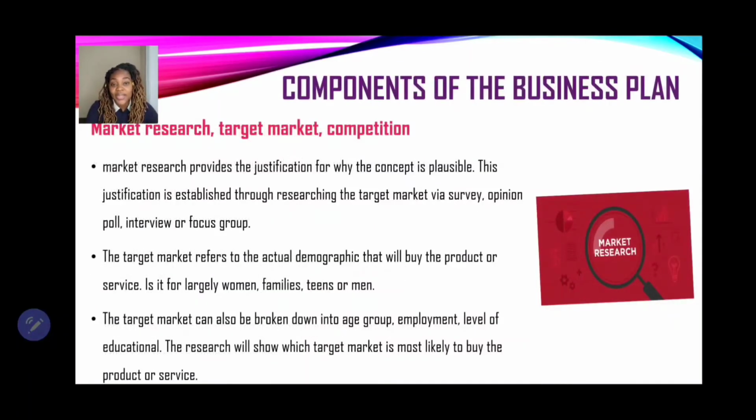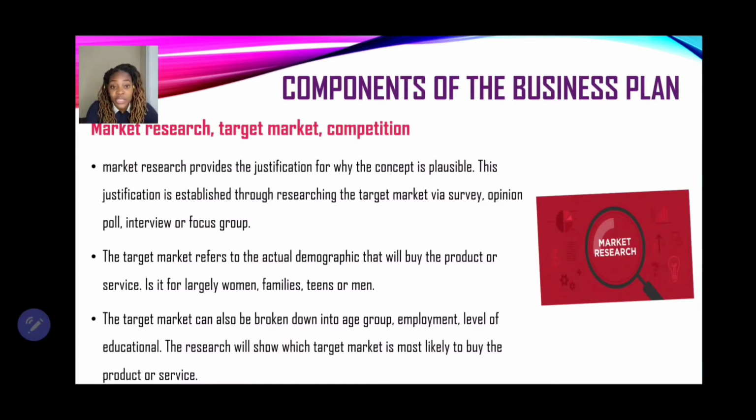All right. Our next component is market research, target market, and competition. Market research provides a justification for why the concept is possible. This justification is established through research in the target market via surveys, opinion polls, interviews, or even focus groups. Now, the target market refers to the actual demographic that will buy the product or services.